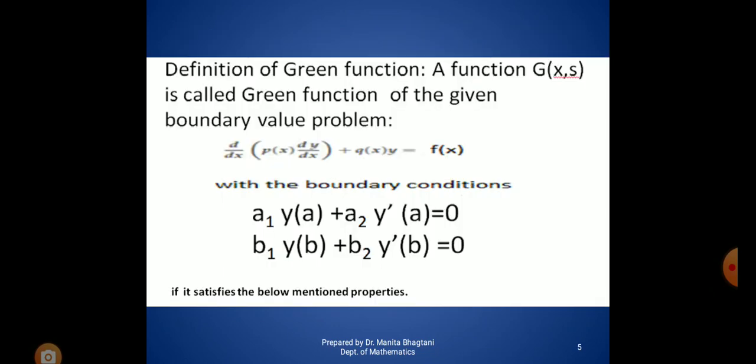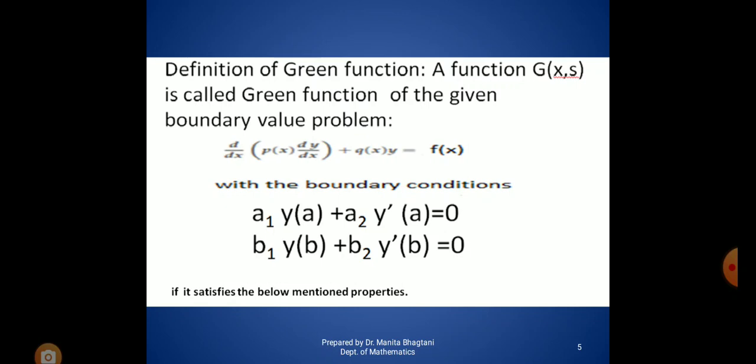Definition of Green's function. A function g(x,s) is called the Green's function of the given boundary value problem, that is d/dx (p(x) dy/dx) + q(x)y = f(x), with the boundary conditions a1 y(a) + a2 y'(a) = 0 and b1 y(b) + b2 y'(b) = 0. The given differential equation is known as the Sturm-Liouville differential equation and the conditions are Sturm-Liouville conditions, and the whole problem is known as the Sturm-Liouville boundary value problem.